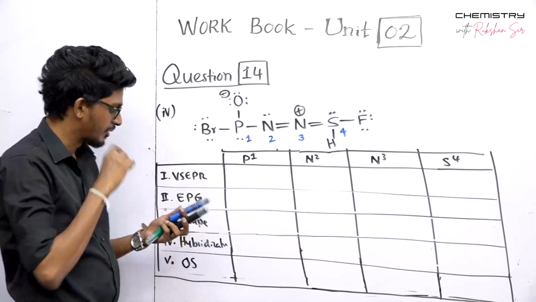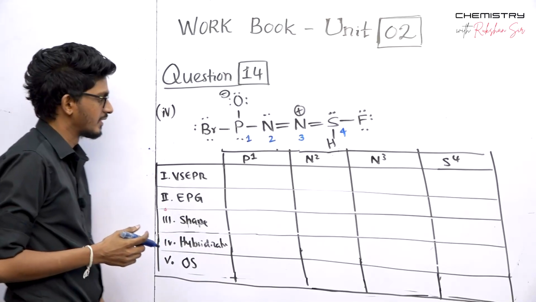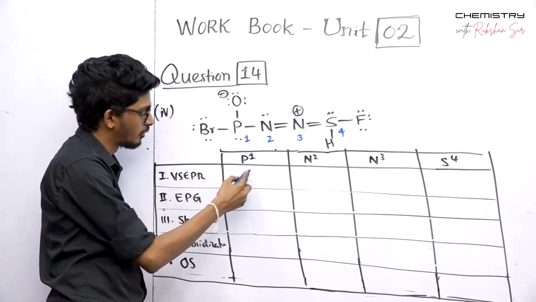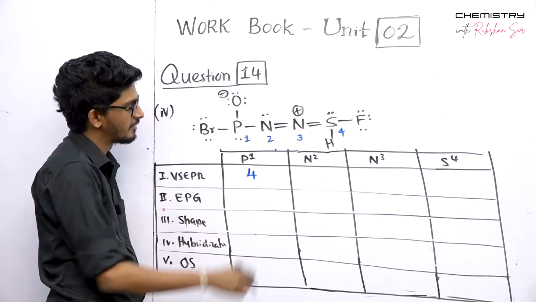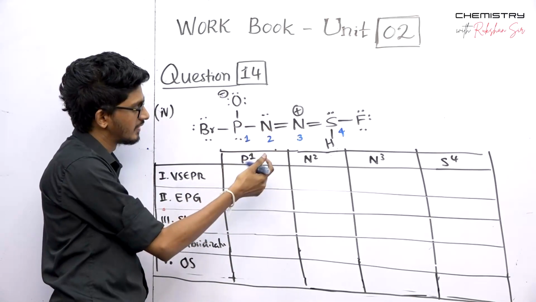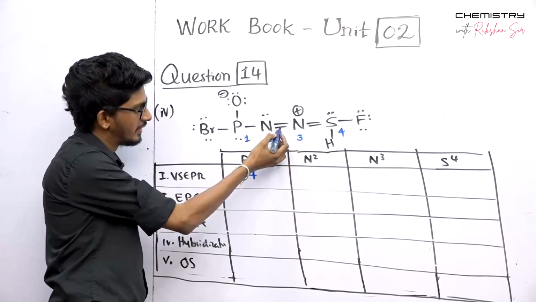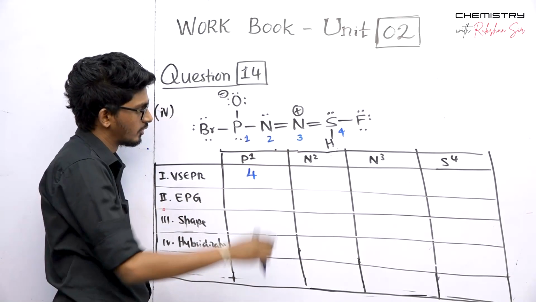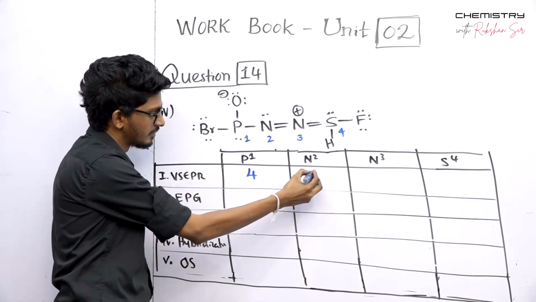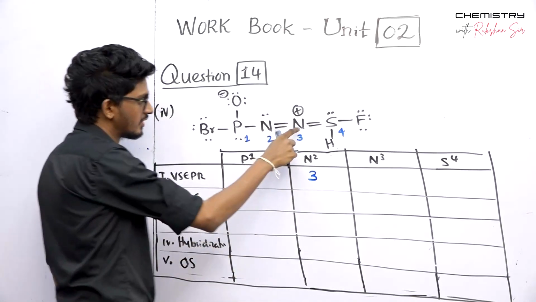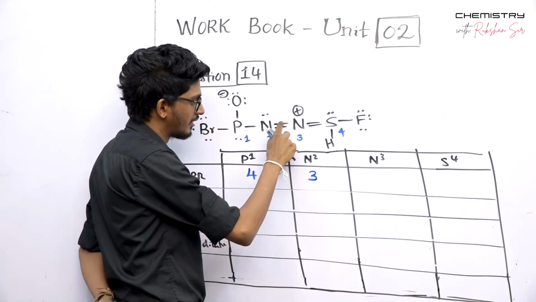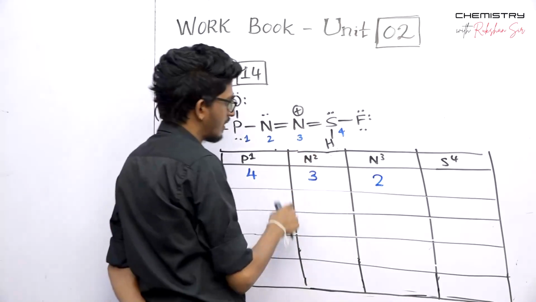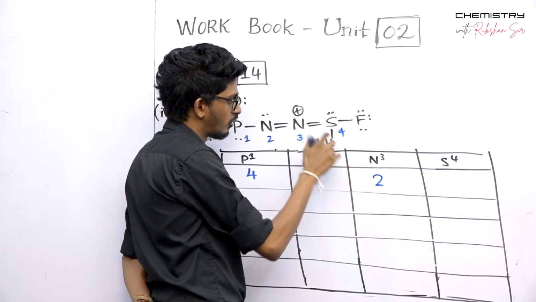Okay. VSEPR pairs. With the phosphorus, it is the summation of lone pairs and sigma bonds: 1, 2, 3, 4. It's 4. With the nitrogen, it is 1, 2, 3. When it comes to a double bond, only the first bond is sigma. All the other bonds are pi bonds. So 1, 2, 3. With this nitrogen, only 2 sigmas are appearing. The other 2 are pi. With this one, 1, 2, 3, 4.